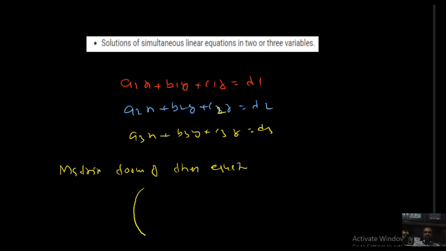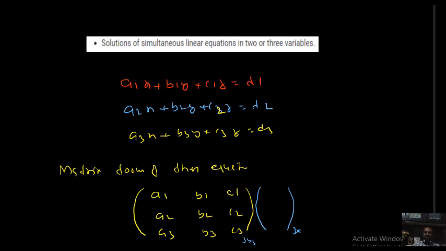First the coefficient matrix, not cofactor matrix. Coefficient matrix: a1, b1, c1, a2, b2, c2, a3, b3, c3. This is 3 by 3, so it should be multiplied with a 3 by 1 matrix, that is x, y, z, and should be equal to the constant matrix, that is d1, d2, d3. Okay, students, now what happened here? If this matrix is multiplied by this and equated, again you get the same 3 linear equations only.